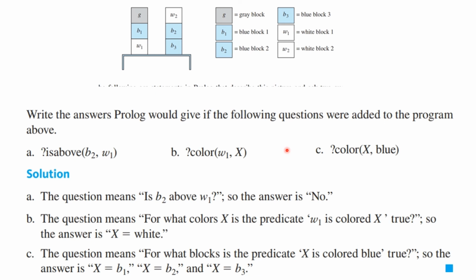The answer to the first one should be no, because the question was, is B2 above W1? It's not. If you look at the picture, B2 is not above W1. It's in a totally different stack. The question, for what colors X is the predicate W1 is colored X true, and that's when X is white. And the last one means, for what blocks is the predicate X is colored blue true? And the answers are X is equal to B1, B2, and B3.